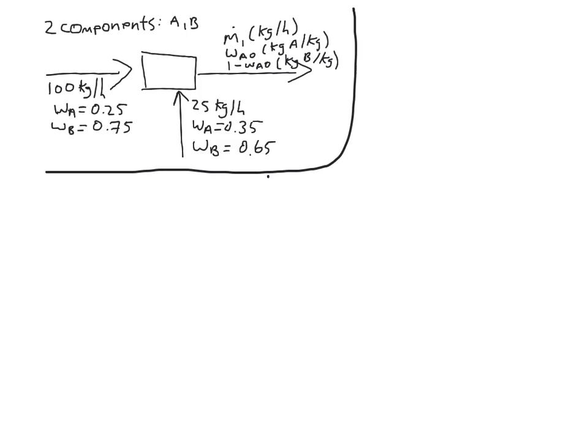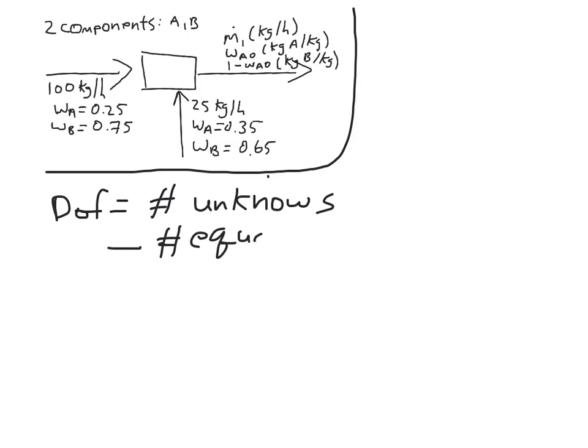Now, we're not going to solve this problem. We're just going to look at the degrees of freedom analysis. So the degrees of freedom is the number of unknowns minus the number of equations. And if the degrees of freedom is 0, then we can solve for all of those unknown variables. But if it's not 0, if it's a positive number, then we can't solve it because it's mathematically impossible.